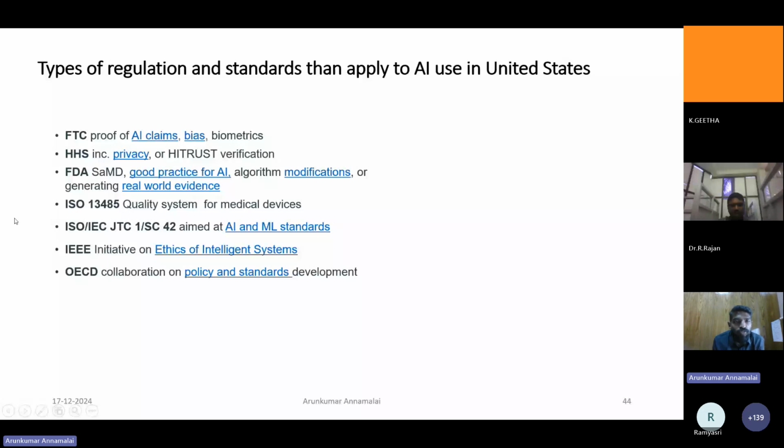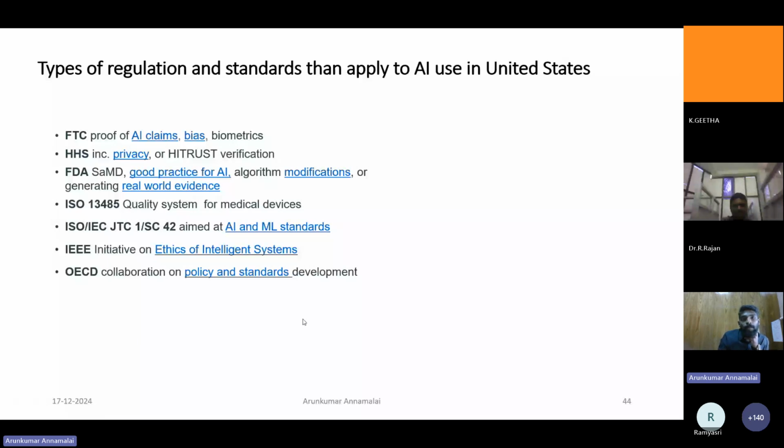And then we have a set of rules for good practice for AI. The FDA SaMD rules also regulate when you modify algorithms or generate real world evidence. And we have ISO 13485 for medical devices quality management, ISO/IEC JTC for AI/ML standards, IEEE standards for ethics of intelligent systems, and OECD collaboration for policies and standards development. These are the basic regulations.